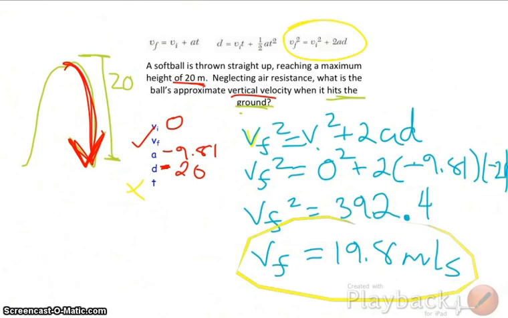Now, if you had forgotten the negative on that 20, this would have been a negative 392, because then they wouldn't have canceled, right? If that happens, go back and check. You might have forgotten a negative in there, okay? It's not that your number is wrong, it's that you forgot the direction at some point.